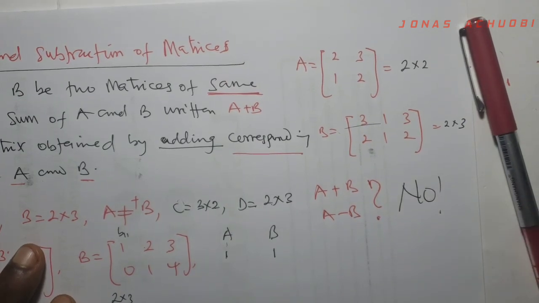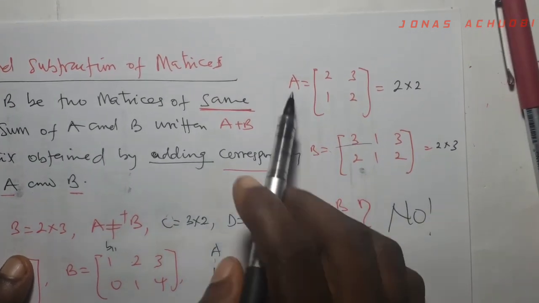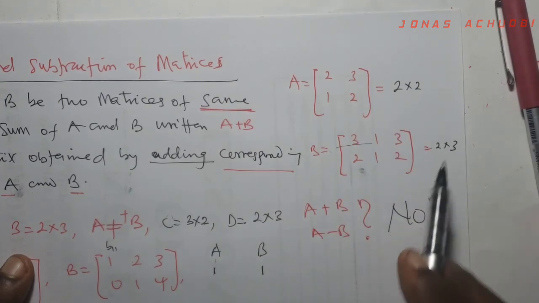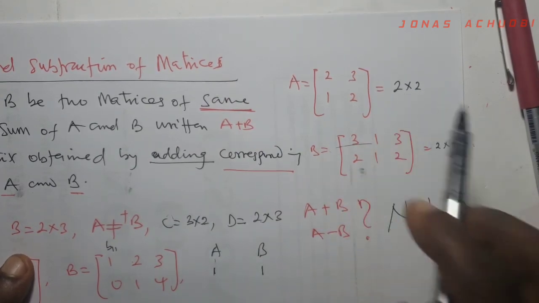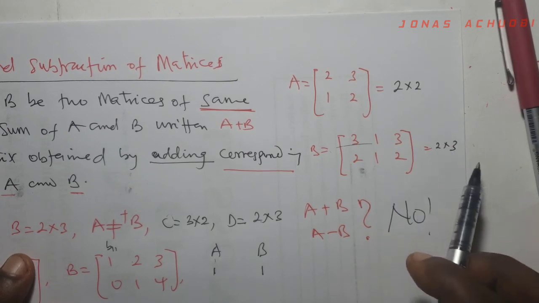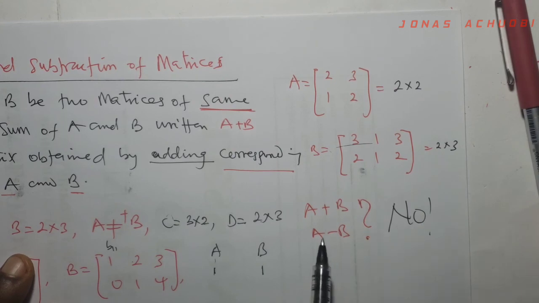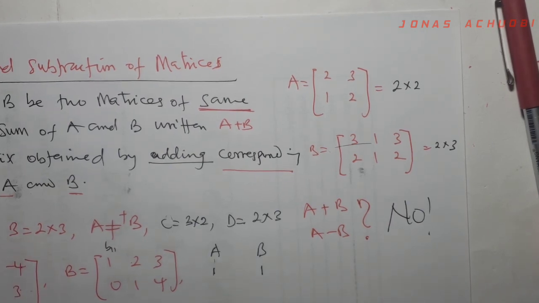The answer is a resounding what? No. We cannot add these two matrices. Why? Simple. Matrix A is of dimension 2 by 2. Matrix B is of dimension 2 by 3. And a 2 by 2 matrix cannot be added to a 2 by 3 matrix because they are of different orders or dimension. How about A minus B? A minus B is also not possible because we cannot subtract two matrices of different orders. I hope you understand this first lesson.